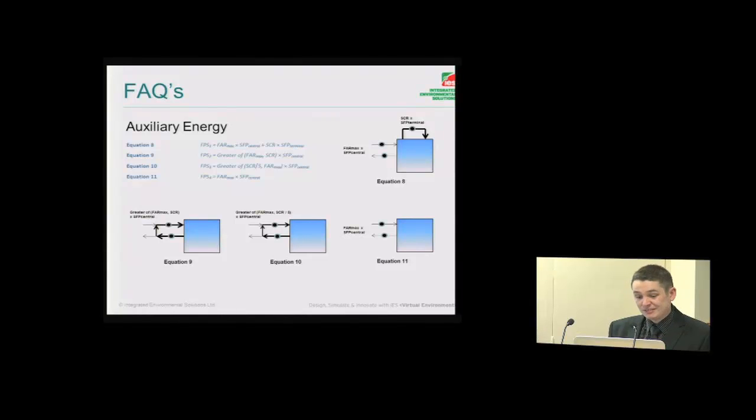Okay, the main comment we have from users is that their auxiliary energy is much greater than that in the notional building. Most of the time it's because they've gone for a central plant that's using equation 9.